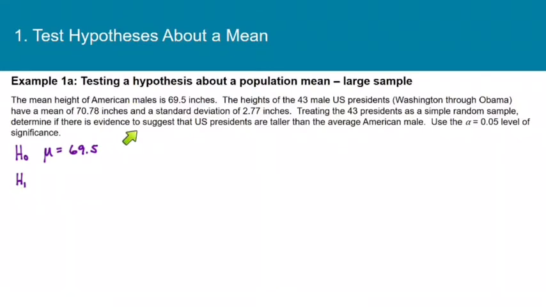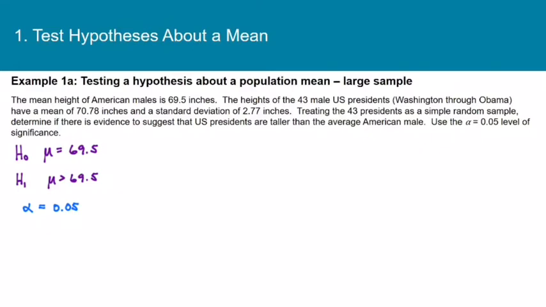So we're trying to find evidence to suggest that U.S. presidents are taller than the average American male. So our alternative hypothesis would be that mu is greater than 69.5. And that's step 1 of the hypothesis testing procedure. Step 2, remember, is to find the level of significance. So they've given us that. The level of significance is 0.05.